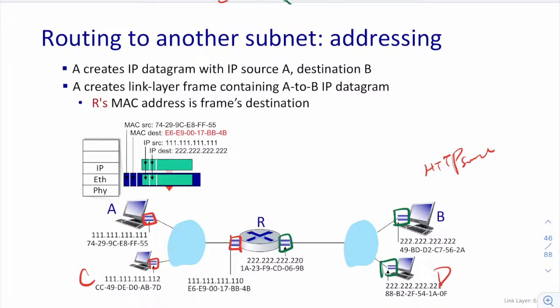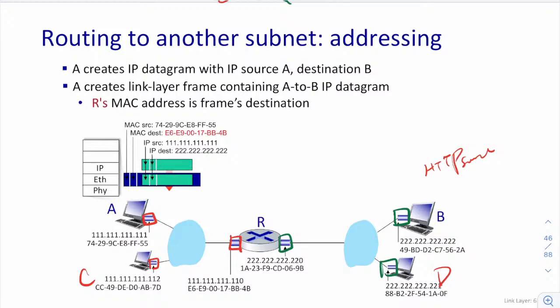Could that be B's MAC address? The answer is no. Because the ARP protocol can only be used within a subnet, A cannot send an ARP query through the router to B. No, it is not possible.